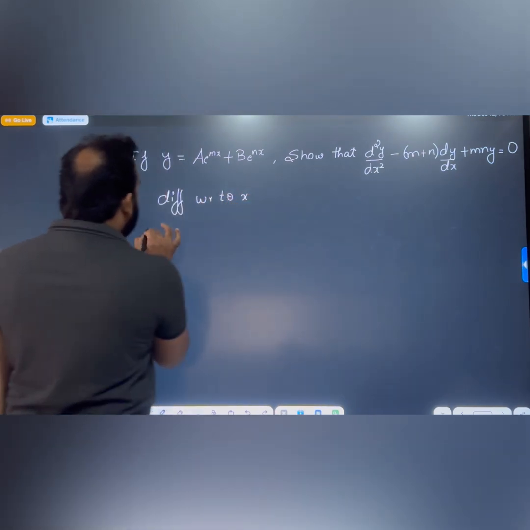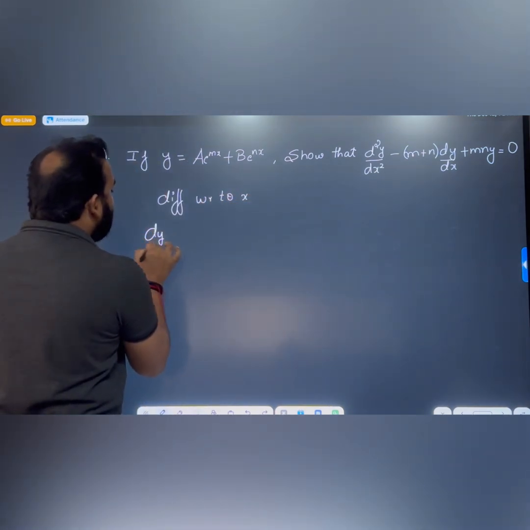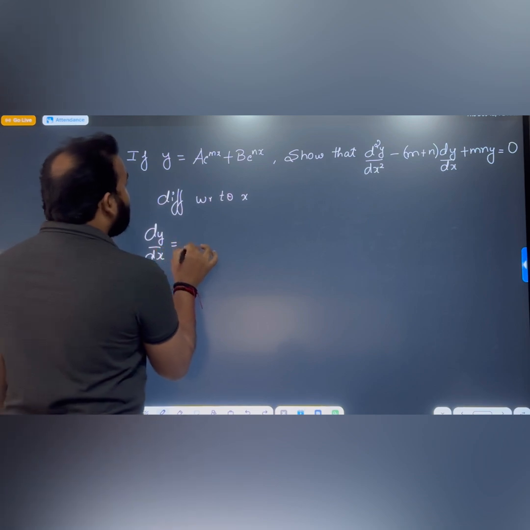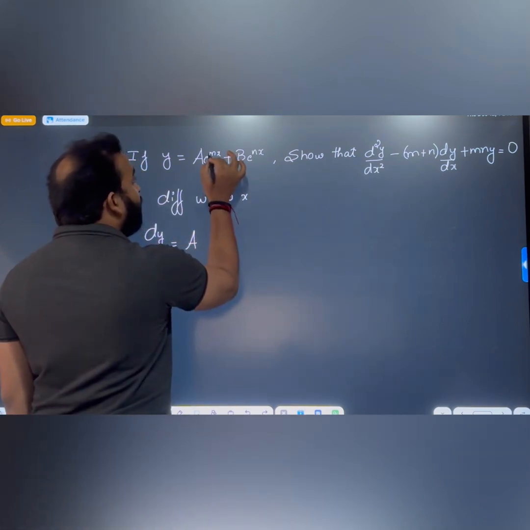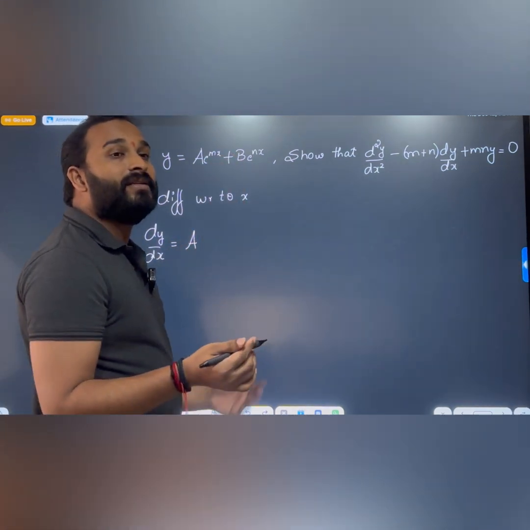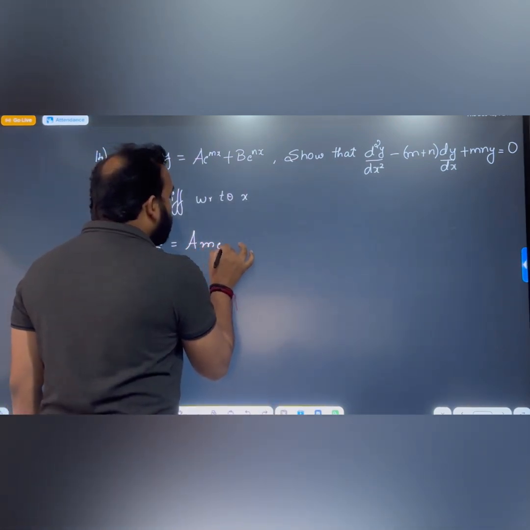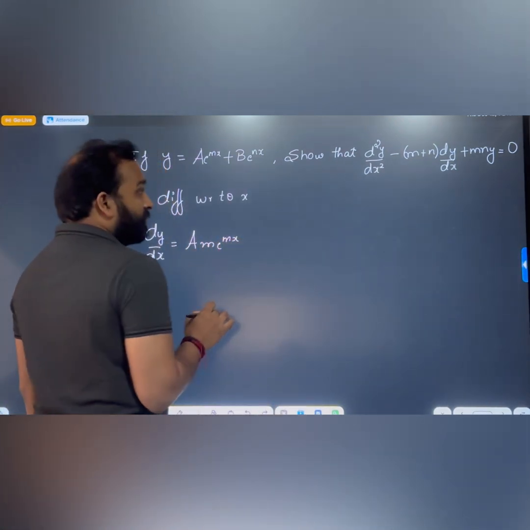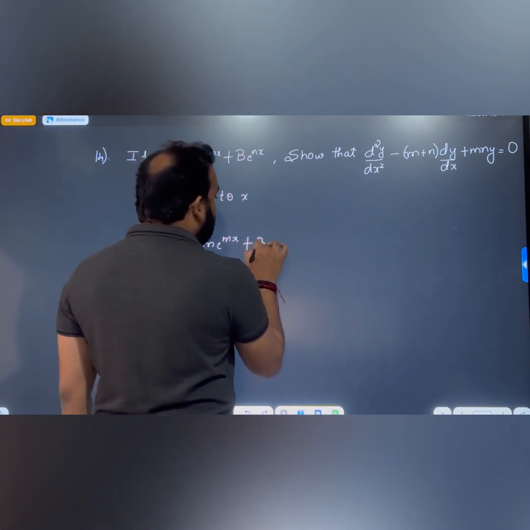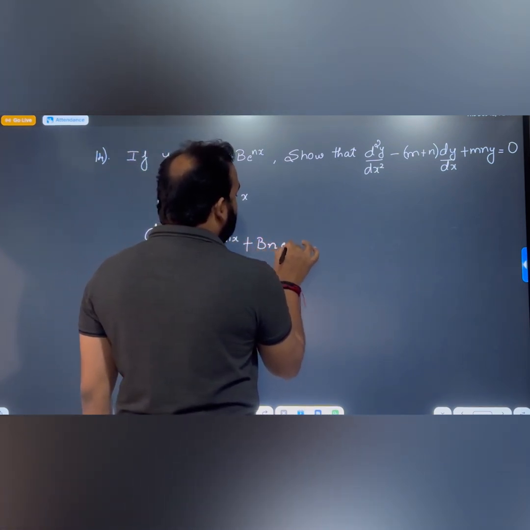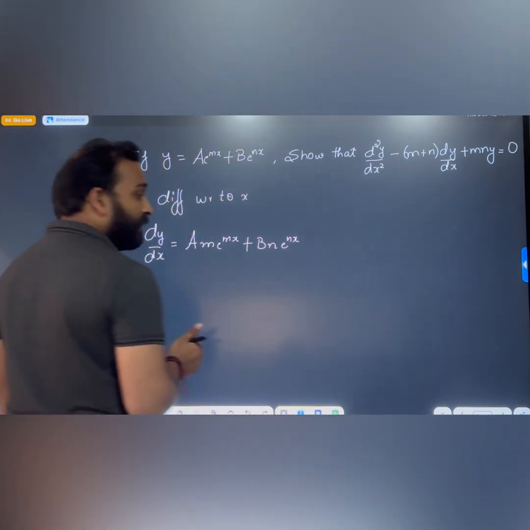If you differentiate with respect to x, what is your dy by dx here? a is a constant, let's keep it as it is, but when you have e to the power ax, it's a e to the power ax, correct? So e to the power mx becomes m into e to the power mx, plus b into n into e to the power nx, correct?